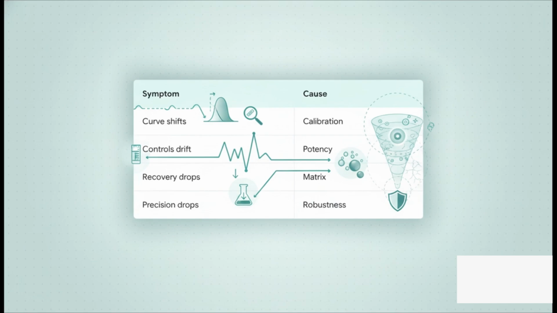What if recovery only gets worse in specific matrices, like say lipemic samples? That means the new lot is interacting differently with those specific components. And here's a really fascinating one. If your precision just gets worse overall, it doesn't automatically mean the new reagent is bad. Actually, it often means the new lot simply exposed a pre-existing robustness weakness in your assay that was always there, just waiting to strike.